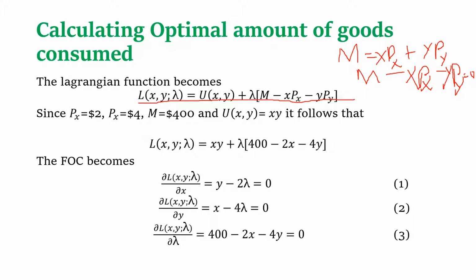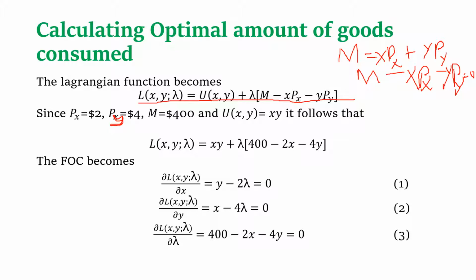Okay? So now we have this function: xy, remember, is the utility function, plus lambda times 400, which is the income, minus 2x minus 2y, right? Remember, the price of x is 2, and the price of y is 4. Oh, so please change this one to y. It is not x, so please change this to y. Please, thank you. So now we have this as our Lagrangian function.